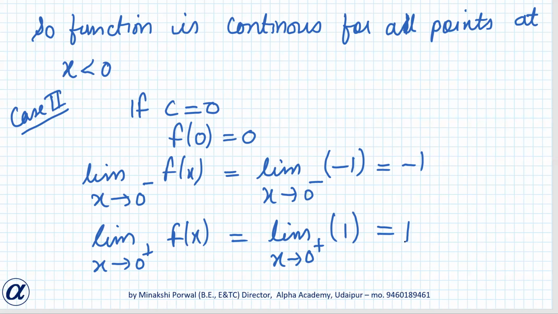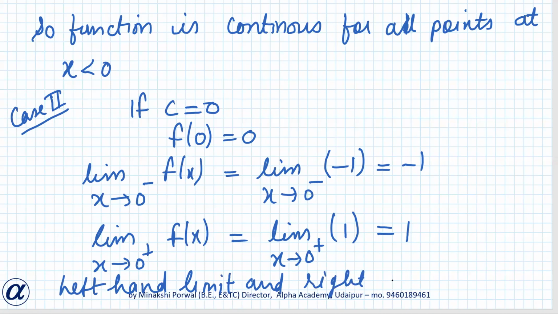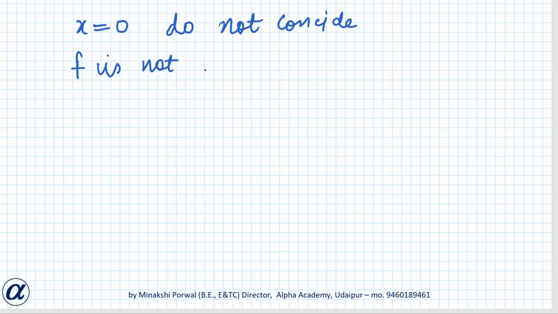Okay. Or we can write, left hand limit and right hand limit at x equals to 0 do not coincide. So f is not continuous at x equals to 0.